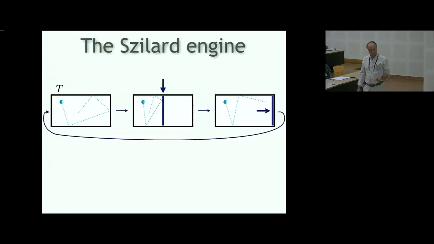And as I said before, the system, the engine, is in contact with a thermal bath, so every time the particle collides, there is an exchange of energy with the thermal bath. There is also an external agent that can compress or expand the gas, and you also transfer energy between the particle and the piston and the agent that operates the piston.